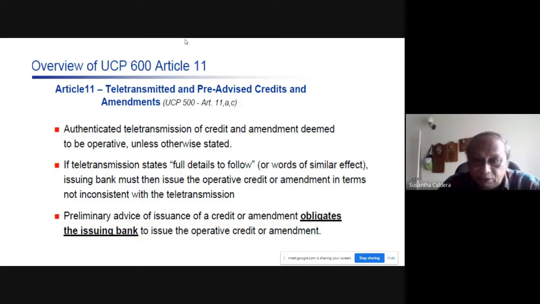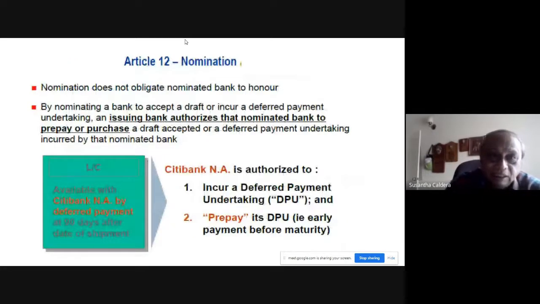Preliminary advice of issuance of a credit or amendment obligates the issuing bank to issue the operative credit or amendment. Once we issue the pre-advice, the issuing bank is obligated. That's their obligation to issue the full LC, with tele-transmission full details to follow. Then nomination, right? Nomination does not obligate the nominated bank to honor.